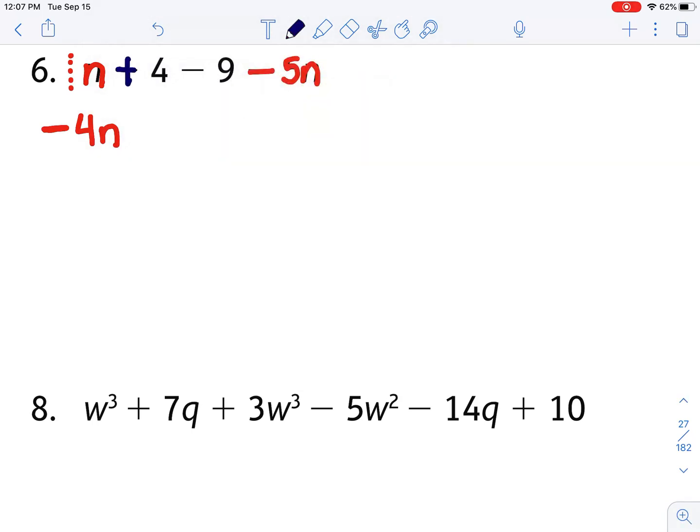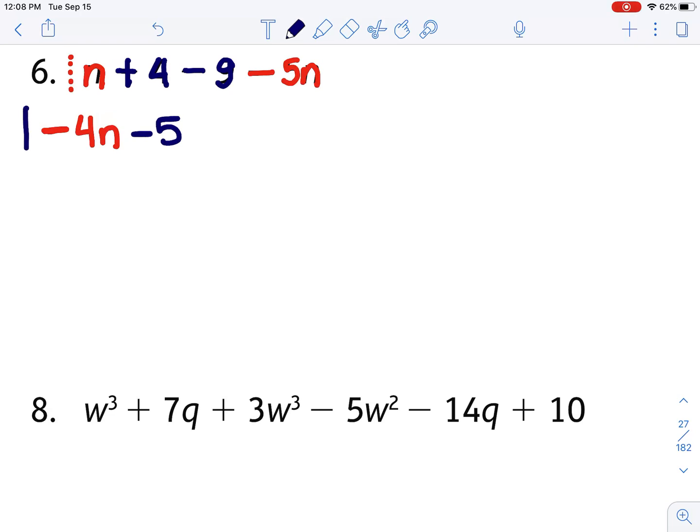Then I have the plus 4 and the minus 9. So if I have 4 and 9, the bigger number is 9. So it's going to be a negative number because the 9 was negative. And 9 is 5 numbers bigger than 4, so that's how I get negative 5 as my answer. This is my final answer. I'm going to go ahead and box it.